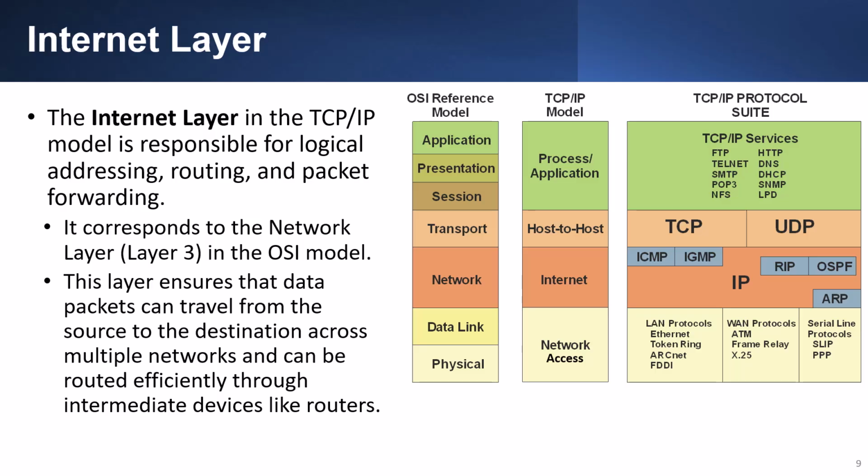The Internet layer in the TCP/IP model is responsible for logical addressing, routing, and packet forwarding. It corresponds to the network layer, layer 3, in the OSI model. This layer ensures that data packets can travel from the source to the destination across multiple networks and can be routed efficiently through intermediate devices like routers.